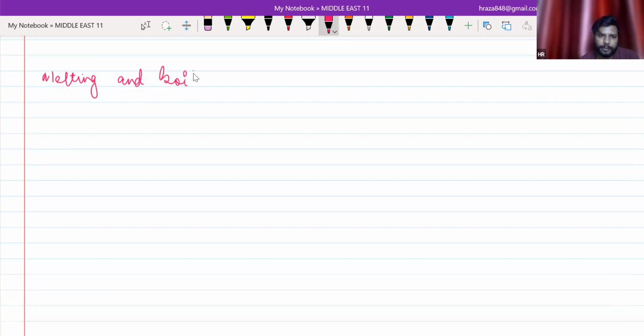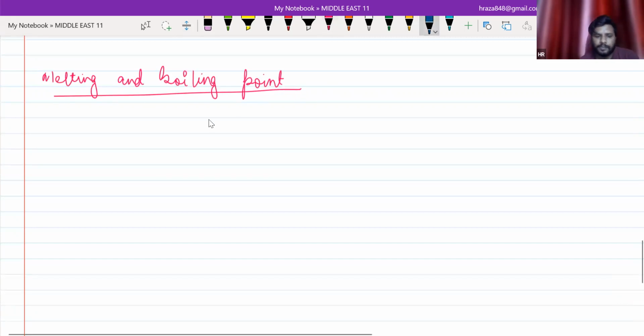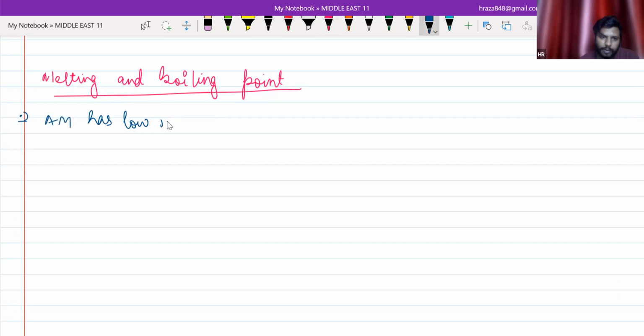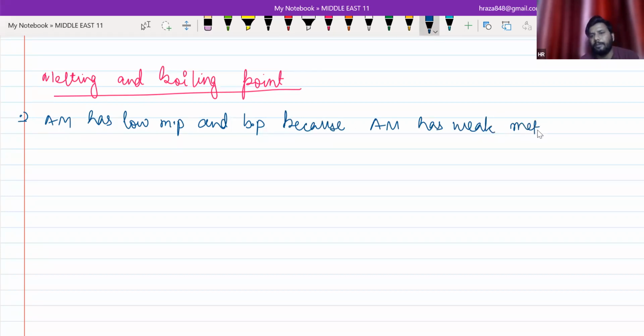Melting and boiling point. See, alkali metals, AM stands for alkali metal, have low melting and boiling points because alkali metals have weak metallic bonds. They have weak metallic bonds due to their larger size. Please write.